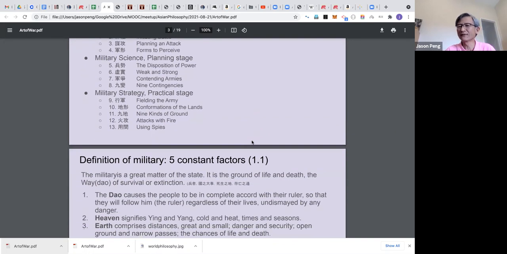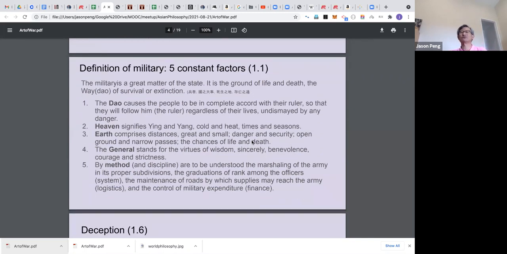Okay, let's move on. For all books I always want to start from chapter one, sentence one, because it's the definition of the military, the force. Let me read the very first sentence. It says the military is a great matter of the state. It is the ground of life and death, the way of survival or extinction. So that's something everybody has to memorize about the military.